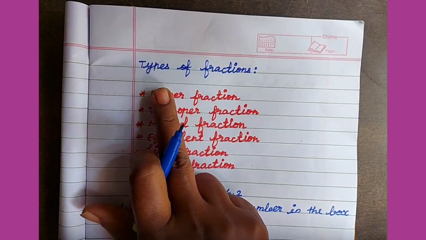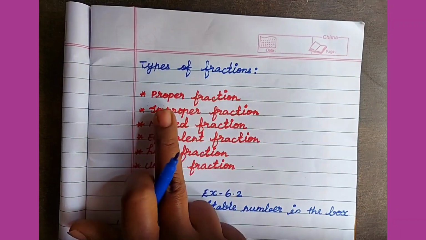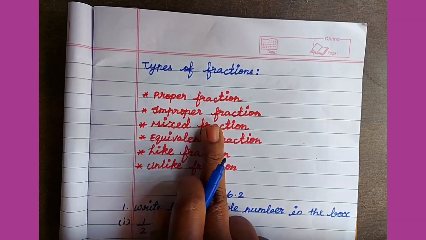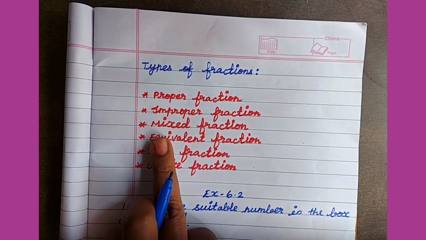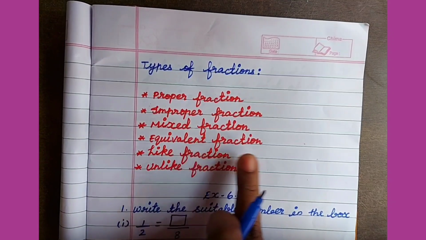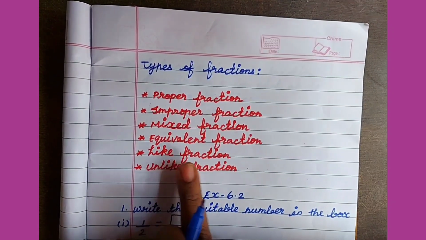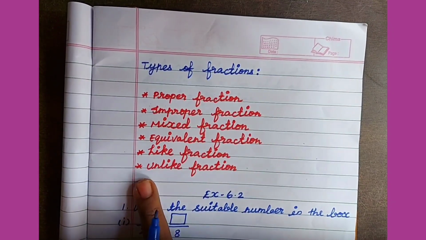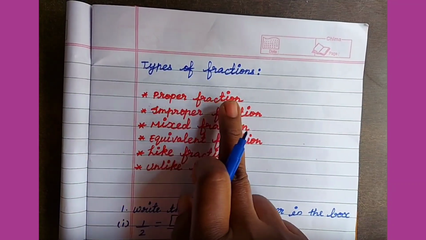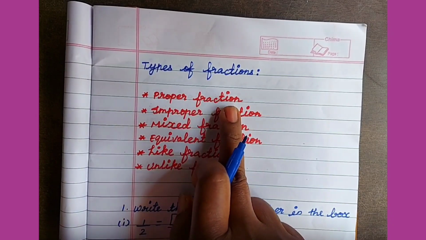Children, see the types of fractions. First one is proper fraction. Second one, improper fraction. Third one, mixed fraction. Fourth one, equivalent fraction. Fifth one, like fractions. Sixth one, unlike fractions. Children, now see the first type, proper fraction.